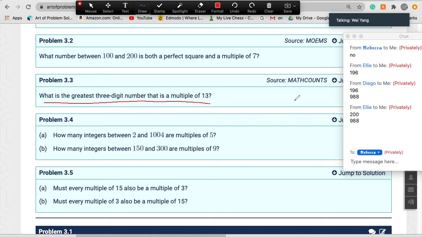So, answer for 3.4a, correct? Wait. Now let's work on 3.3 first.